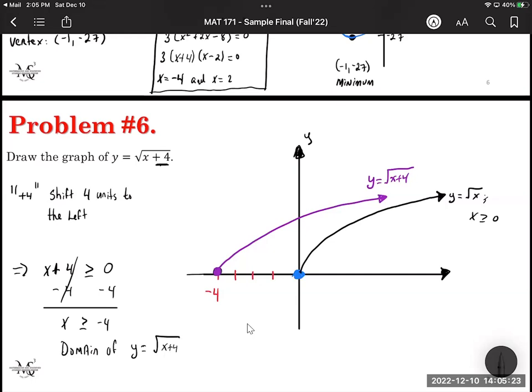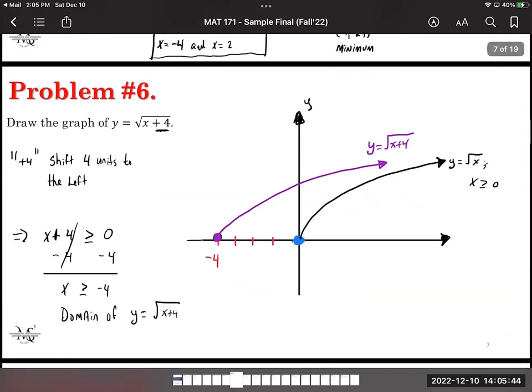And that correlates with our graph, because if you look at our graph, at what value of x does it begin? It begins at -4. -4 is greater than or equal to itself. The inequality symbol points us to the right, and that's the direction of the curve. It's going towards the right. So our graph is good. Any other questions?